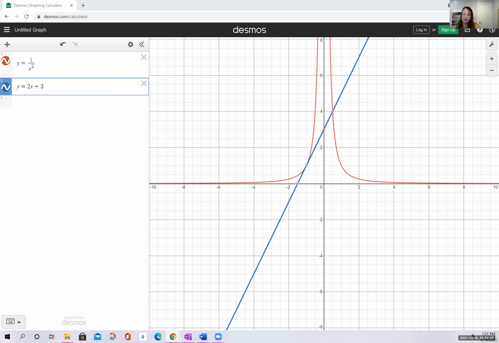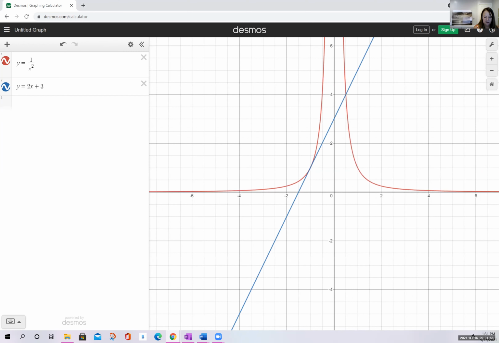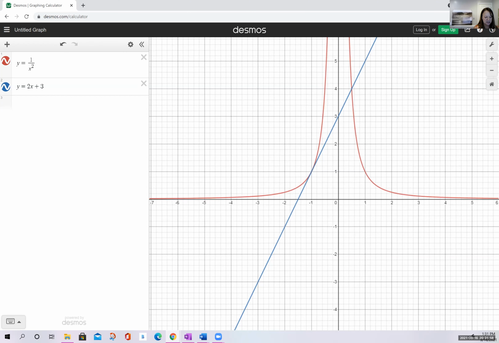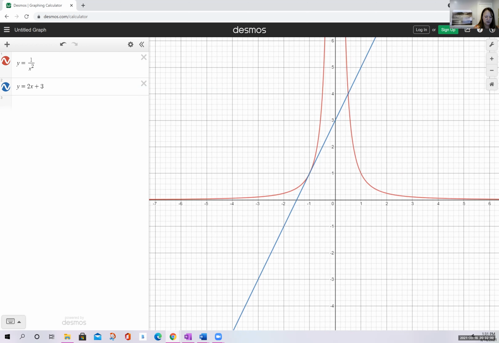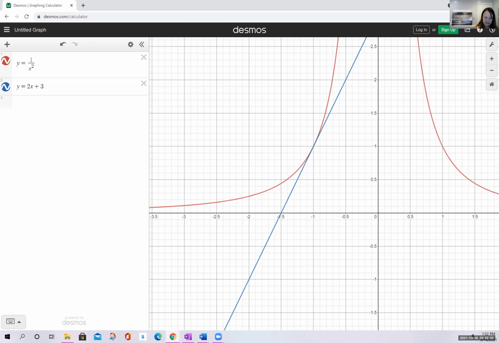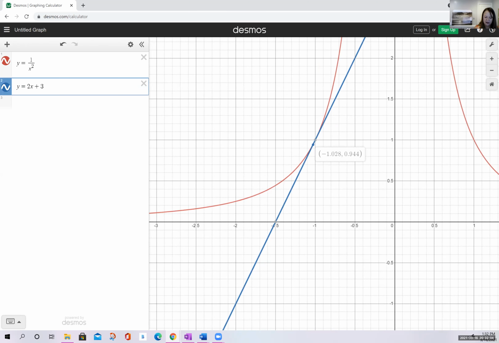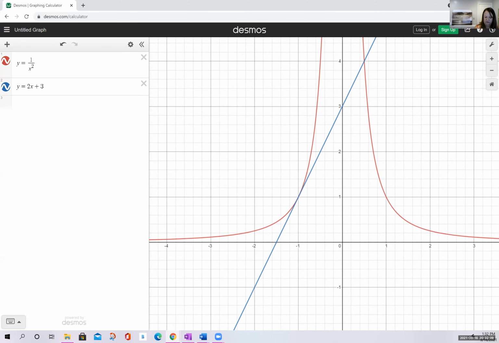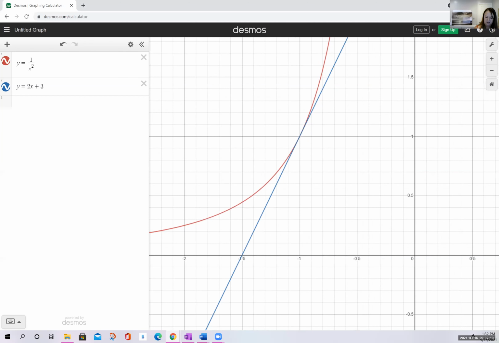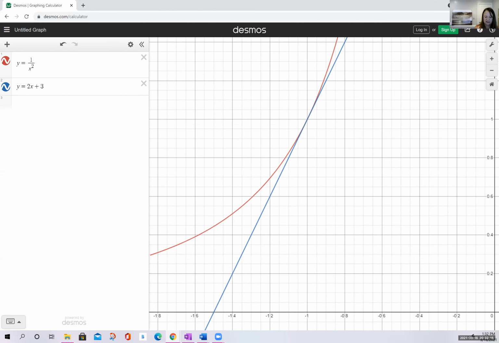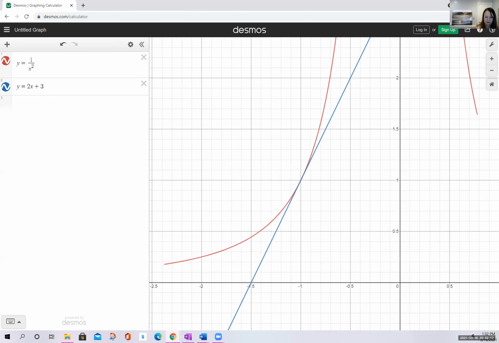So same graph that we were just looking at that we did by hand, I just put on Desmos. And so in red, we have 1 over x squared. That's what we graphed. We found our tangent line, y equals 2x plus 3. That's going through that point at -1, 1, which we found. And it looks like the tangent line right there. If you zoom in, you can tell that that's what the tangent line would look like there.